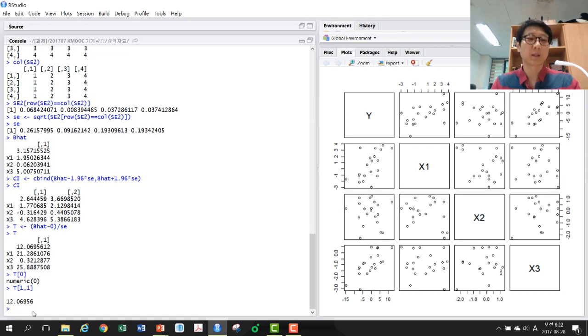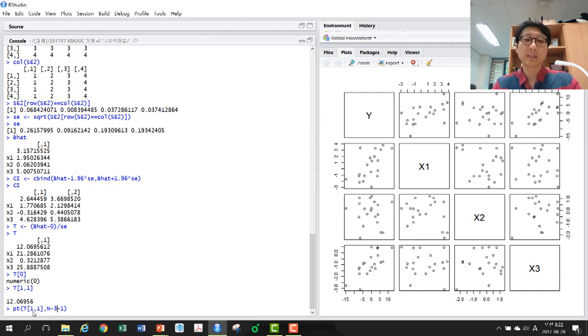Okay, this is a 12 point something like that. So if we want to capture the p-value from the t distribution, we can use the pt function. The pt function returns the value of the CDF corresponding to the t value. So here the t value is like this, and in this case the degree of freedom should be n minus p minus 1. And here again p value is 3.